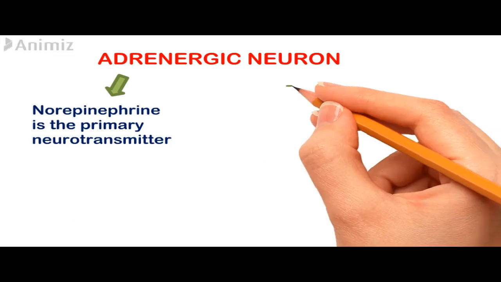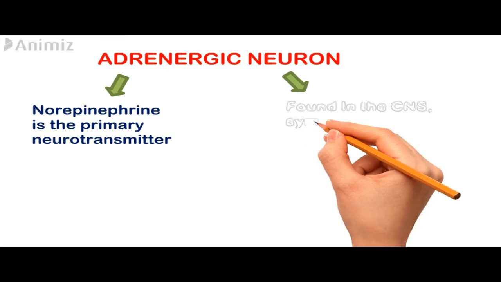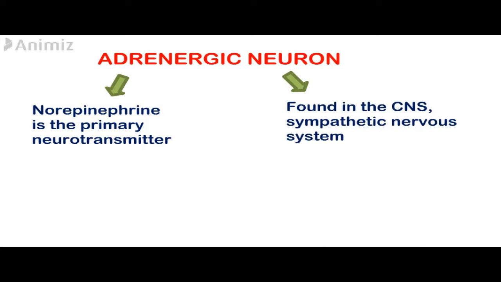In this video, we will talk about adrenergic neurons and how neurotransmission at adrenergic neurons happens. So basically, adrenergic neurons are the neurons that release norepinephrine as their primary neurotransmitter. Most of these neurons are found in the central nervous system and also in the sympathetic nervous system. And these neurons are the site of action of the adrenergic agonists and antagonists.